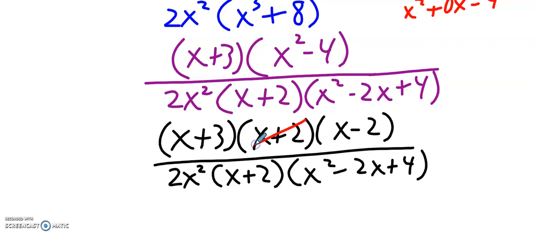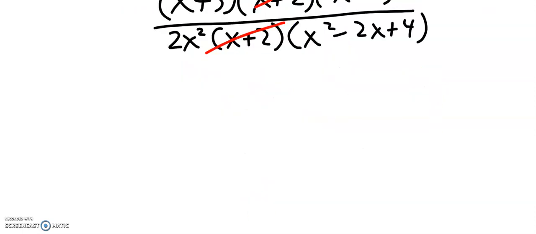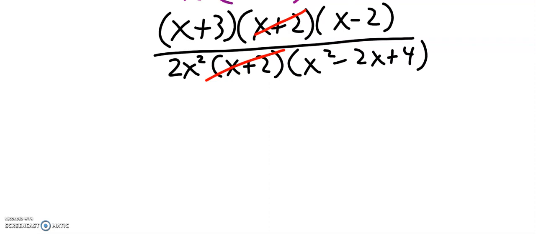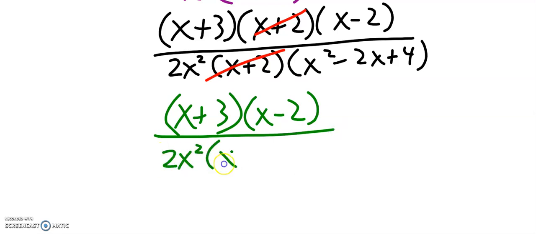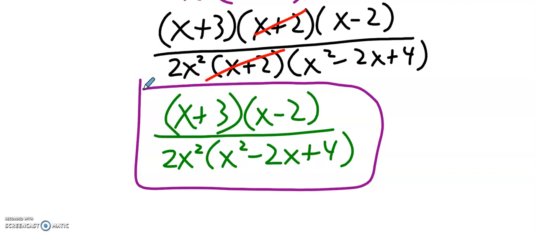Now I can see x plus 2, x plus 2. Those both went away. And so now I'm left with x plus 3 times x minus 2 over 2x squared times x squared minus 2x plus 4. That is more simplifying rational expressions.